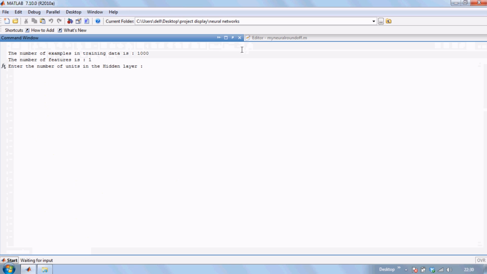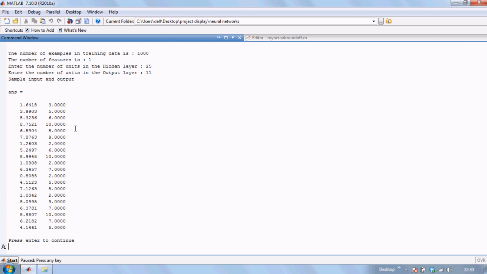It is the exact same code. I'm just going to change the input. I'll have the same number of units in the hidden layer. Output layer will have 11 units. So this is what I said. This is my input and this is my output. If my input is 1.6, my output is going to be 1.6 rounded off plus 1. So it's 1.6 rounded off, which is 2, plus 1 is 3. 3.9 rounded off is 4, plus 1 is 5, and it goes on.